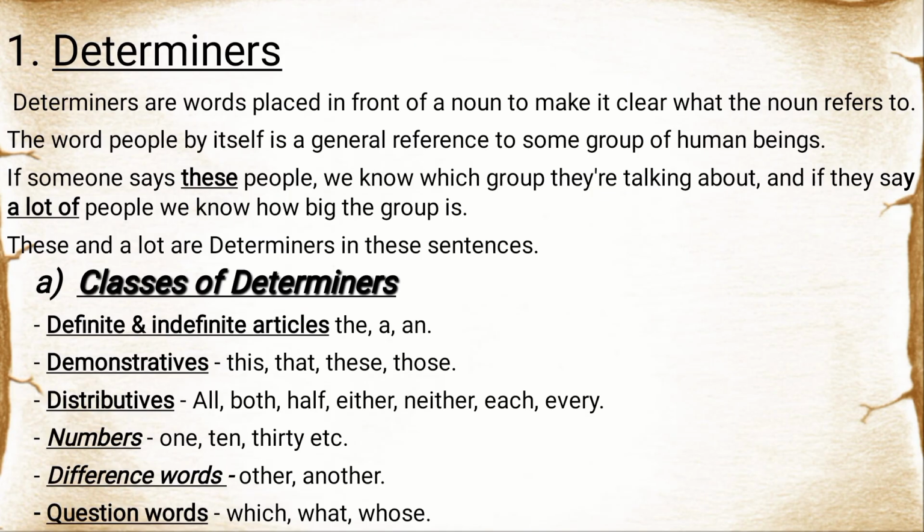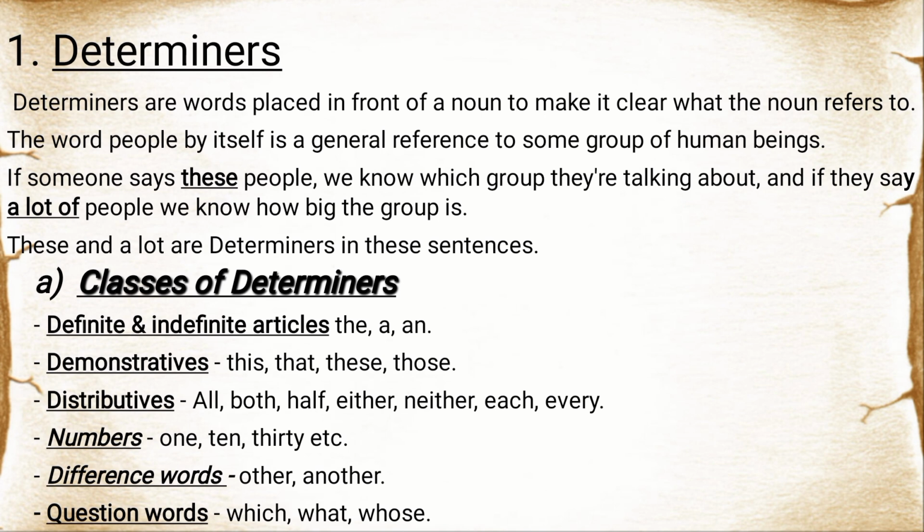The word people by itself is a general reference to some group of human beings. If someone says these people, we know which group they're talking about, and if they say a lot of people, we know how big the group is. These and a lot are determiners in these sentences.